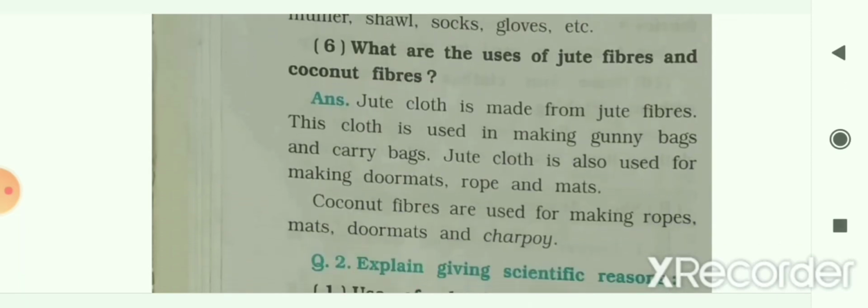The next question, what are the uses of jute fibers and coconut fibers? So jute cloth is made from the jute fibers and this cloth is used in making gunny bags and carry bags. The jute cloth is also used for making doormats, rope and mats. Now the use of coconut fiber. Coconut fibers are used for making ropes, mats, doormats and charpoy. So these are the uses of jute fiber and coconut fiber.